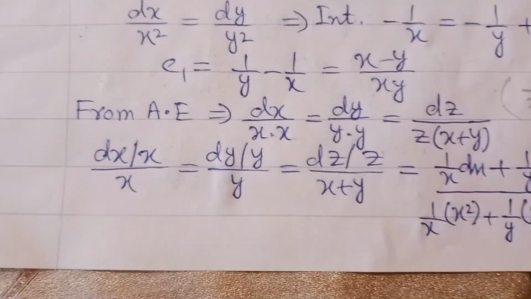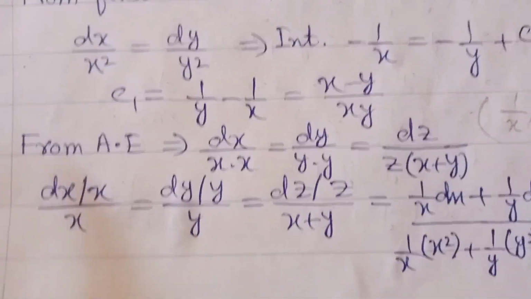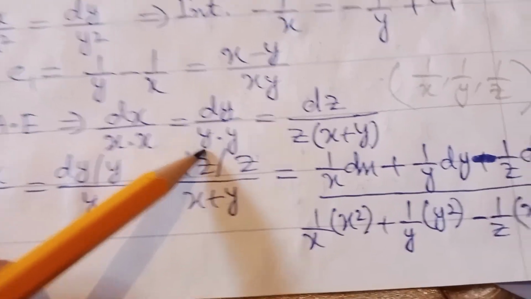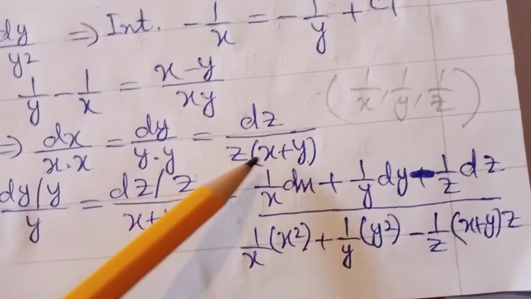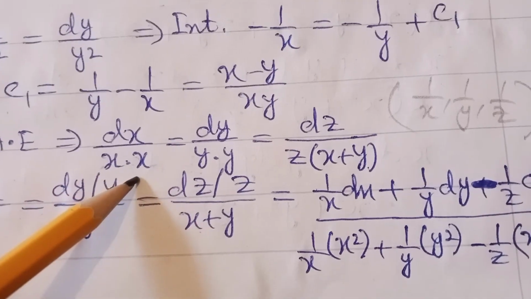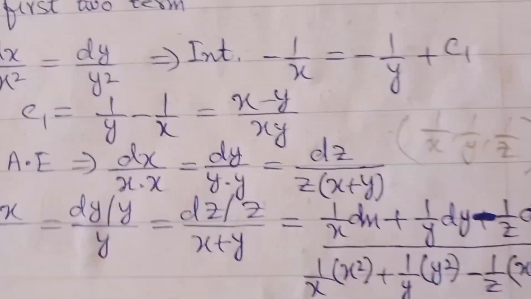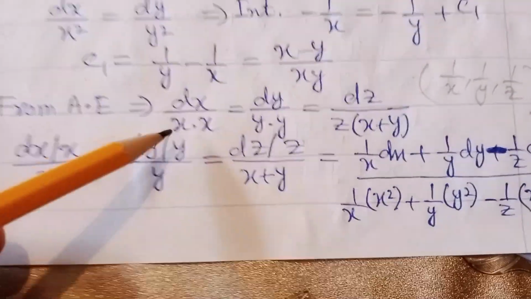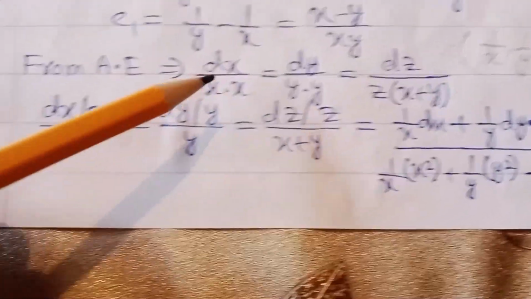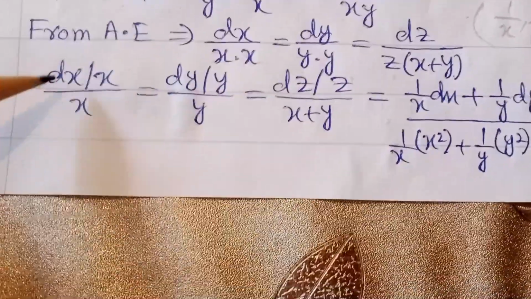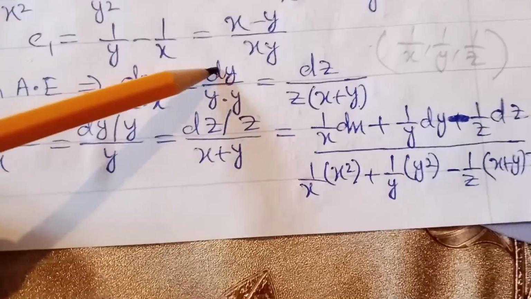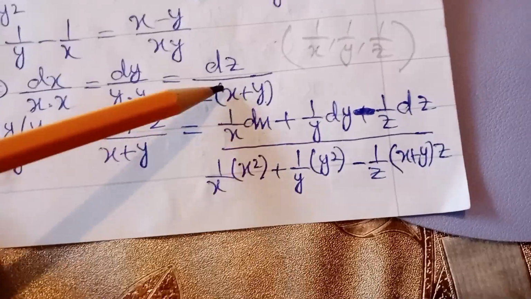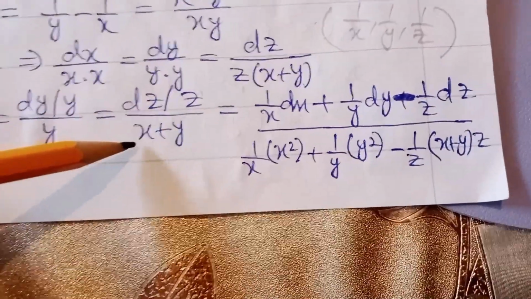Now we are going to pursue the second solution. According to the auxiliary equation, we can write dx upon x square is equal to dy upon y square is equal to dz upon z times (x plus y). This x square can be written as x into x and y square as y into y. Why? Because we are going to predict the value of the Lagrange multiplier. So 1x and 1y from these two terms will be shifted into the numerator, so this will be written as dx upon x, dy upon y, and dz upon z times (x plus y).